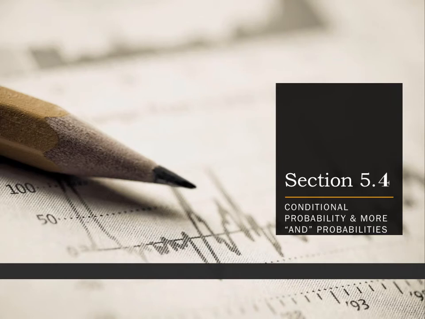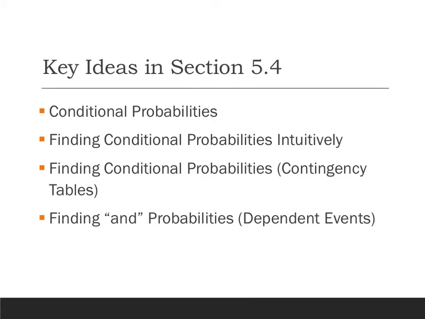Okay, this is section 5.4, part 2. In this video, we're going to talk about how we find those conditional probabilities intuitively, and then also what we do when we have a contingency table. And honestly, that's really a lot easier than it probably ends up being described in the interactive assignment, hopefully. And also just another example of using "and" probability when we're dealing with independent events and we're looking at multiple draws or whatever.